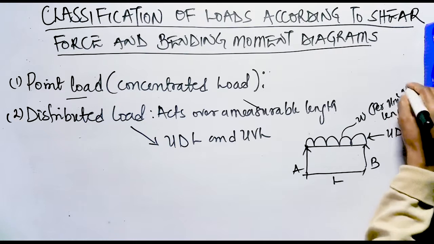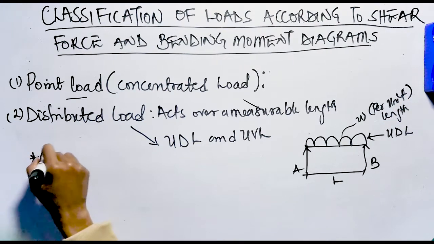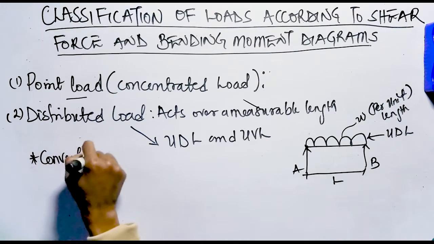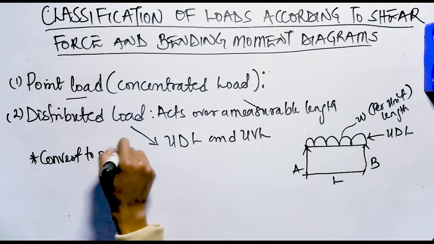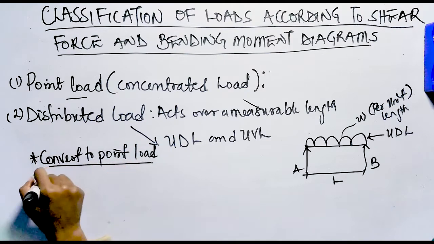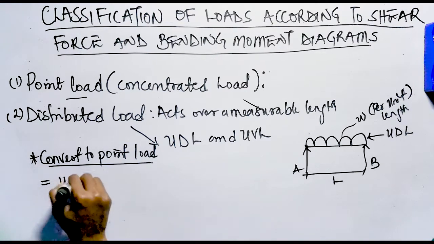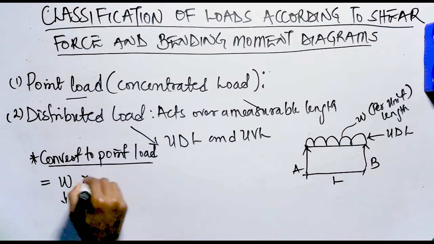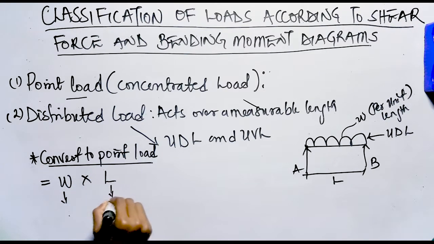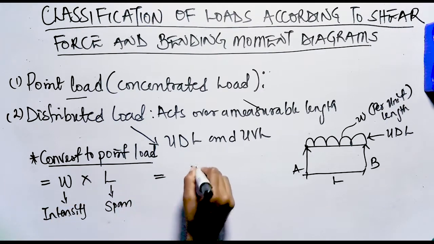Another thing to note when it comes to calculations for UDL is it cannot be used to solve a particular problem in this form. It has to first be converted to a point load before it can be used to solve. Now, converting it to a point load is simply multiplying the intensity of the UDL by its length or span. Mathematically, the intensity, which is W, times the span, which is L. So I have WL as the point load.